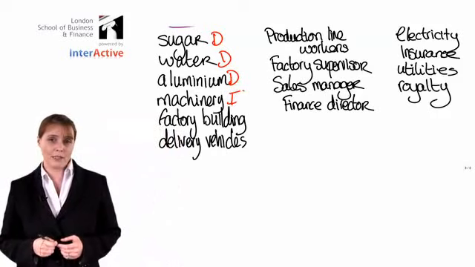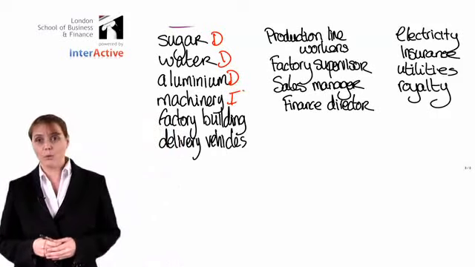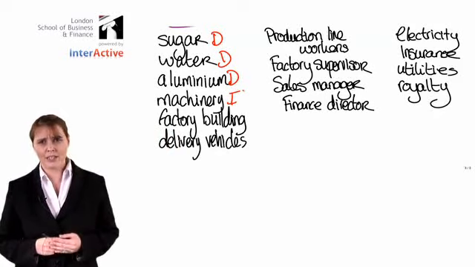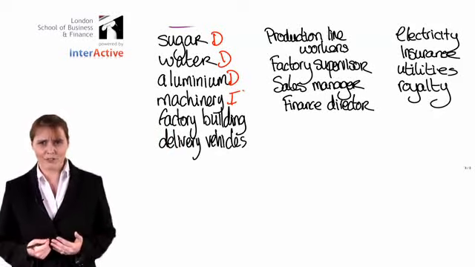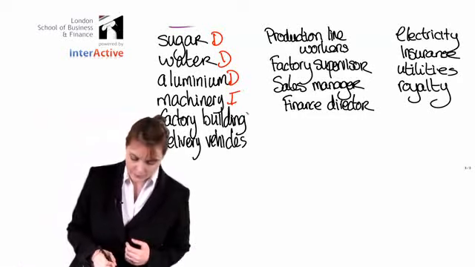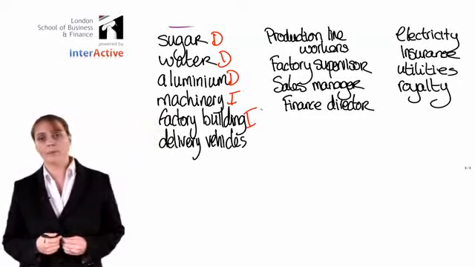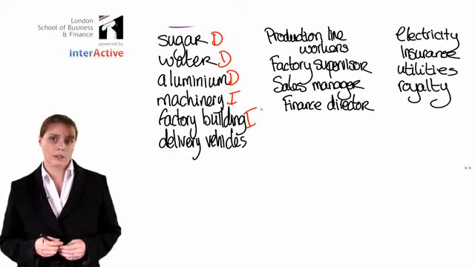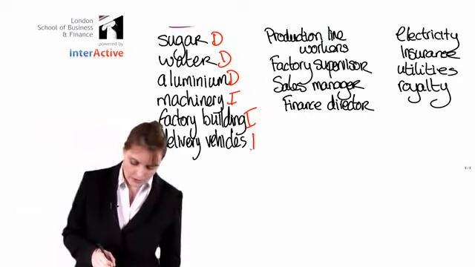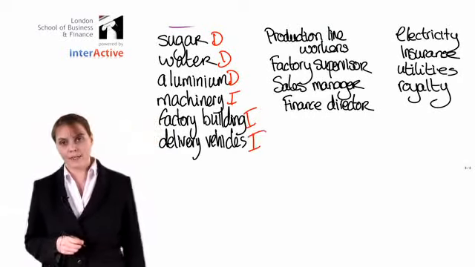Likewise, for our factory building. If we take out a mortgage or buy a factory building, what is the cost per can of cola? We cannot link that easily to the production of 1 unit. Delivery vehicles would also be indirect.